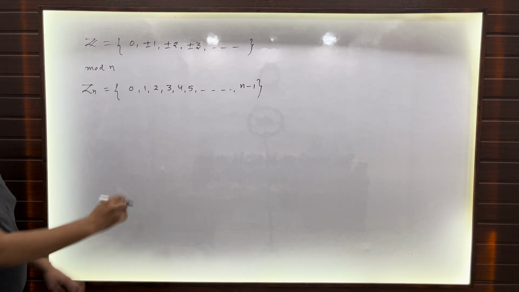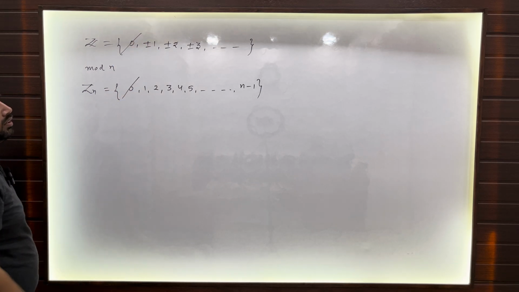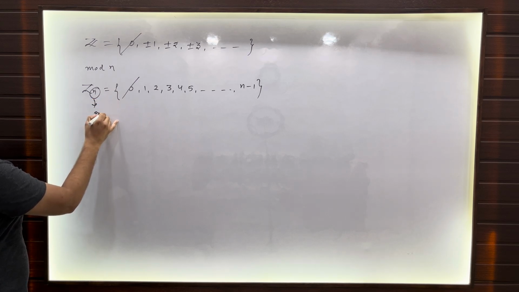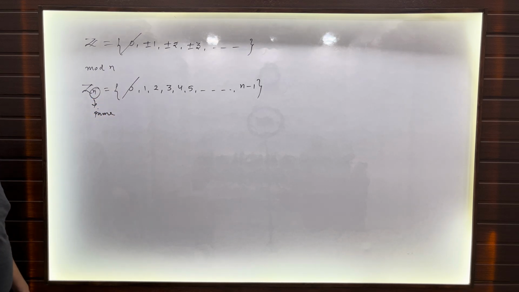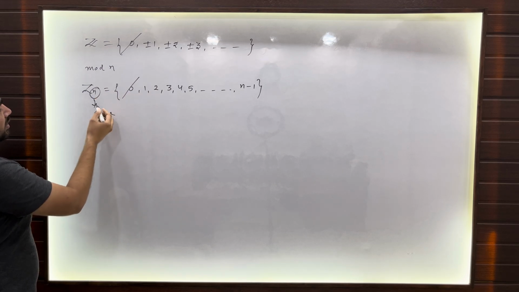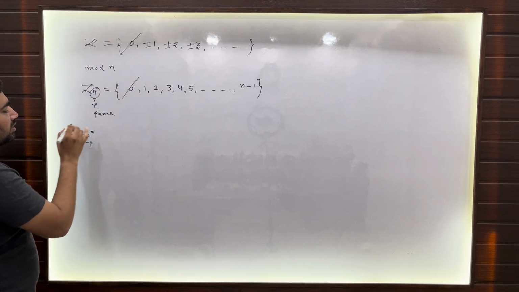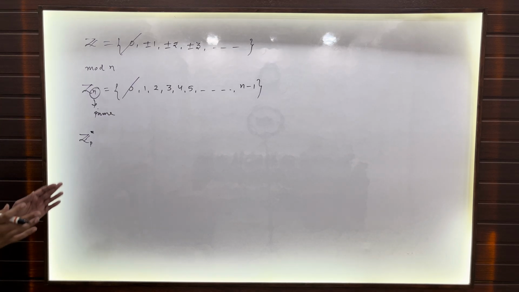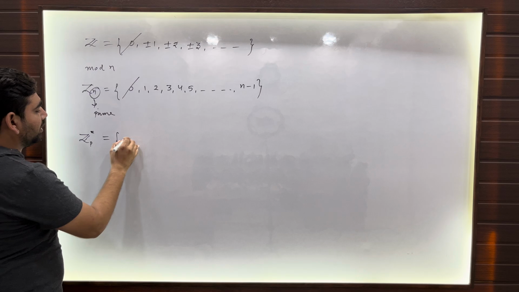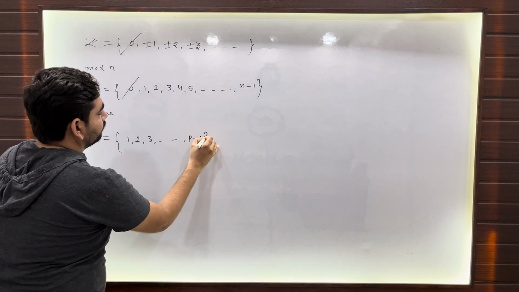So if we remove the 0 element from this set, then we will not get 0 over here, and we put a condition that n must be prime. If we take n as prime, and we have removed the 0, then this set can be written as Zp asterisk. Here asterisk represents that it doesn't have the 0 element, and p represents that n must be prime. So it will have the elements 1, 2, 3 up to p minus 1.